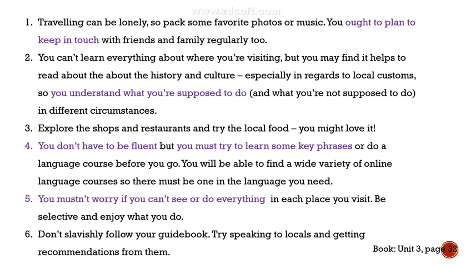Now, let's see the sentence. You don't have to be fluent. It means it's not necessary. So don't have to expresses lack of necessity, and you can replace it with don't need to or needn't.